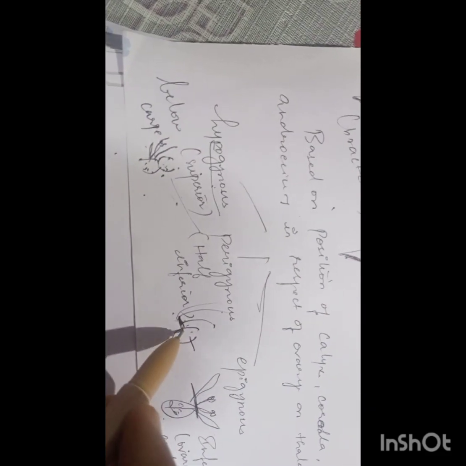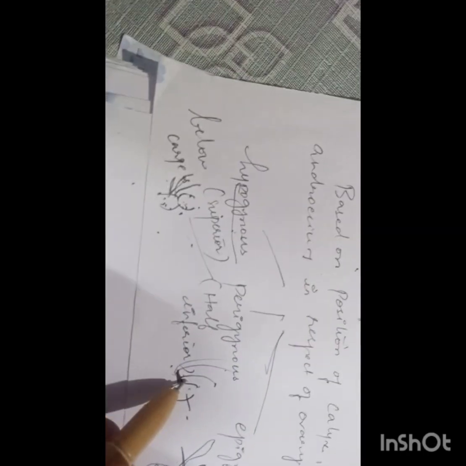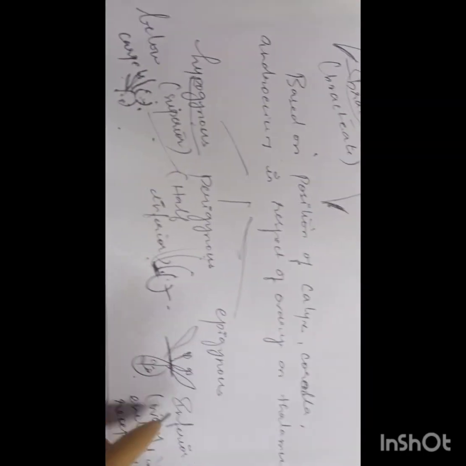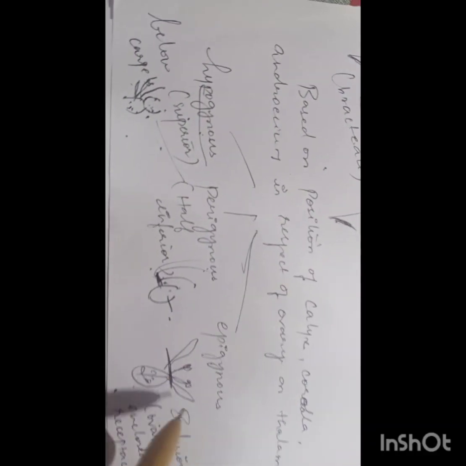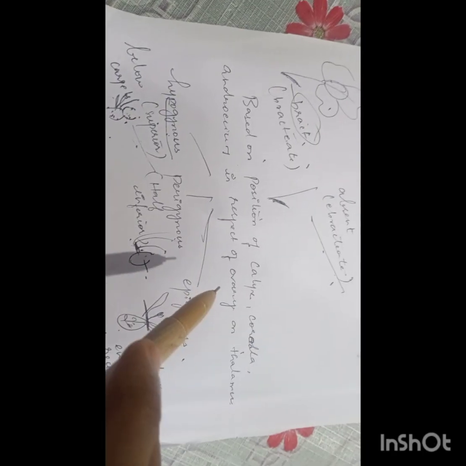So if the ovary is on the top and the other floral parts are at the bottom, it is known as hypogynous. If half of the ovary is at the bottom and half of the ovary is on top, other floral whorls are arranged in the middle, that is perigynous. And if the ovary is entirely at the bottom and all the other floral layers are on the top, it is known as epigynous. So based on the position, you can divide the arrangement of ovary and thalamus into three: hypogynous, perigynous, epigynous. So this is actually used to indicate the type of ovary, whether it is hypogynous or perigynous or epigynous.